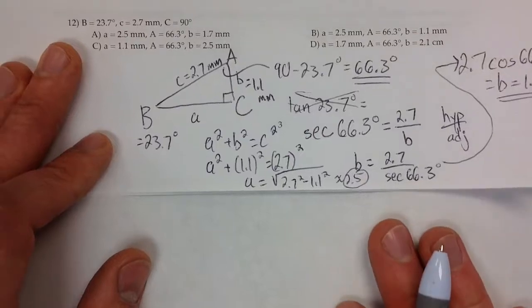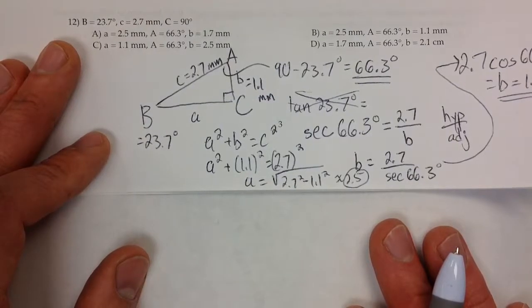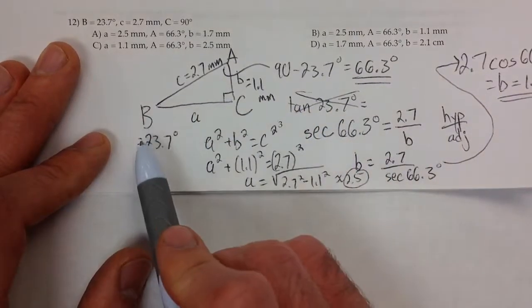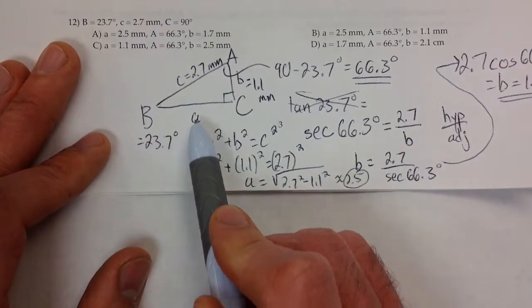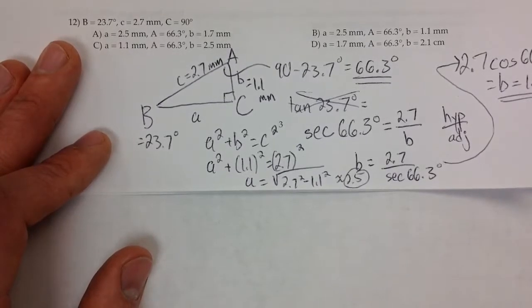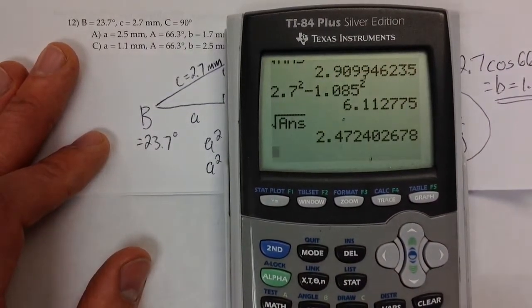Any questions on 12? Yes. From the beginning, I did the cosine of 23.7 and then a over 2.7. Is that okay? You found the cosine of 23.7 and you set that equal to a over 2.7? Yeah. That's totally okay. But then I got 1.04. Maybe you rounded everything, because otherwise it should be fine.